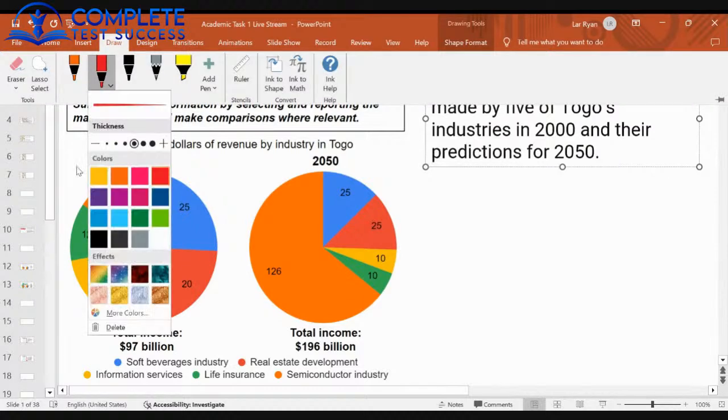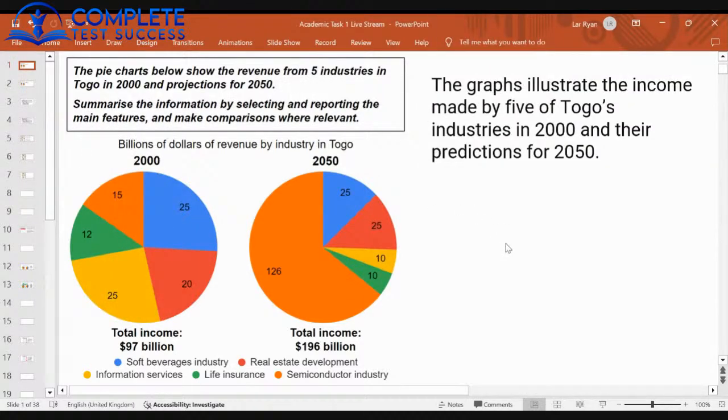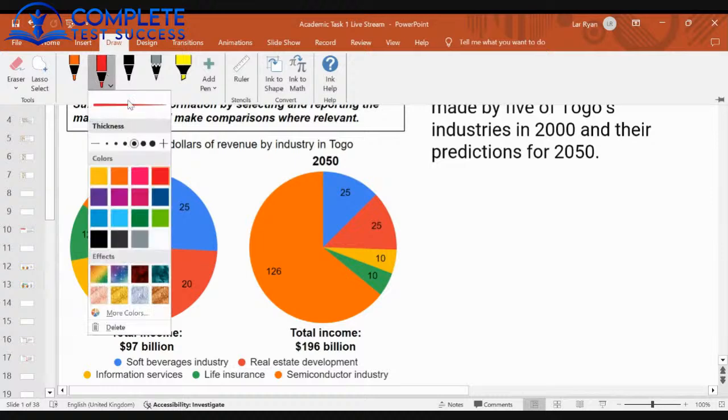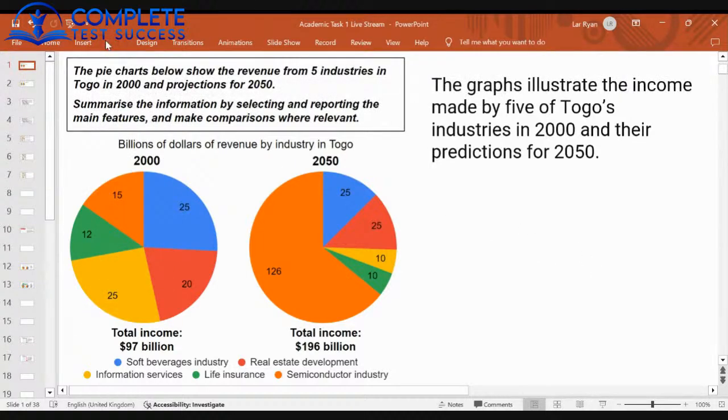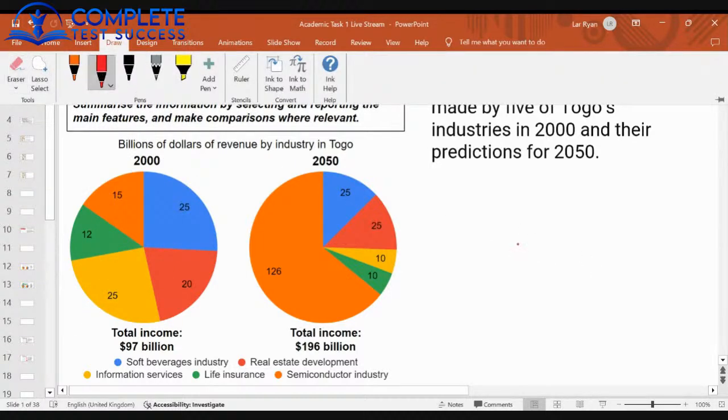1 second now, just trying to get my pen to work here. I'm doing something wrong with the software. Just 1 second till I get this working.